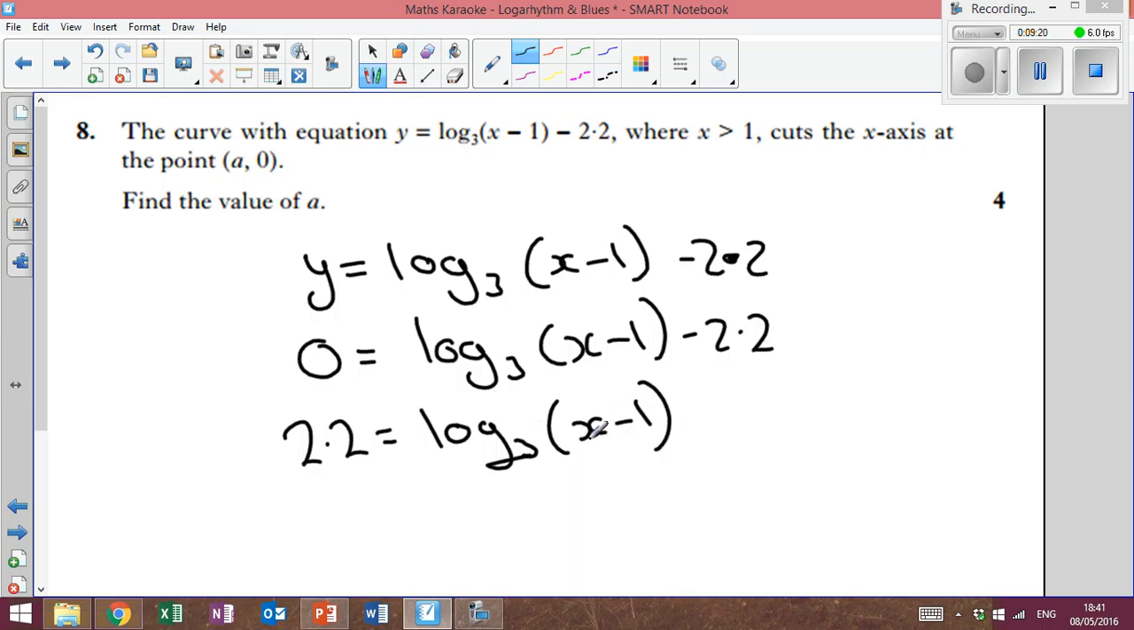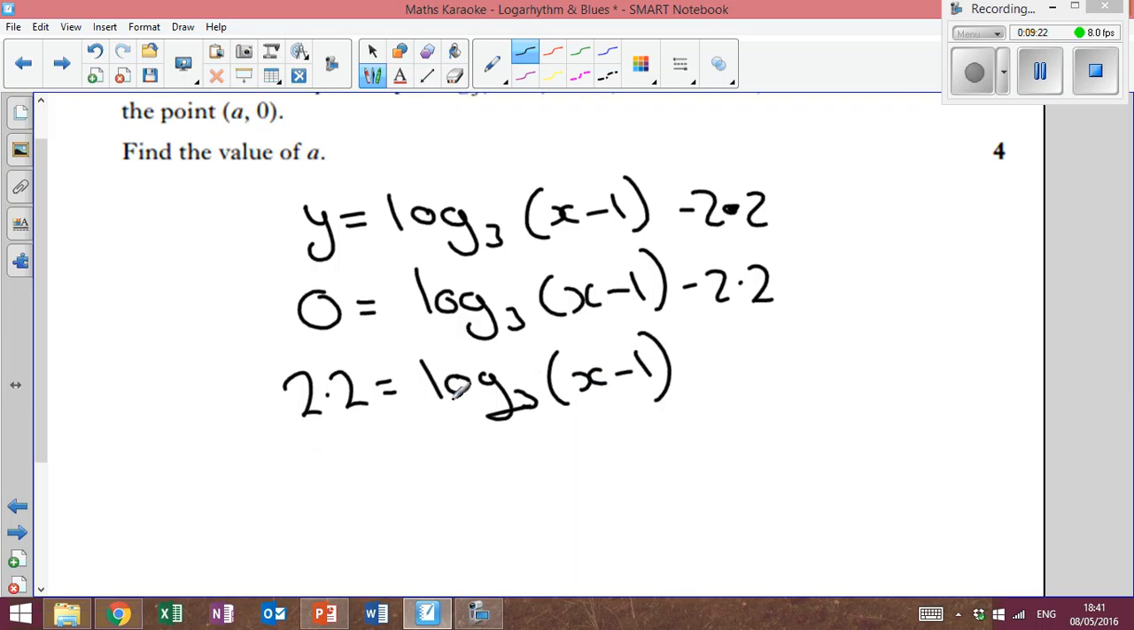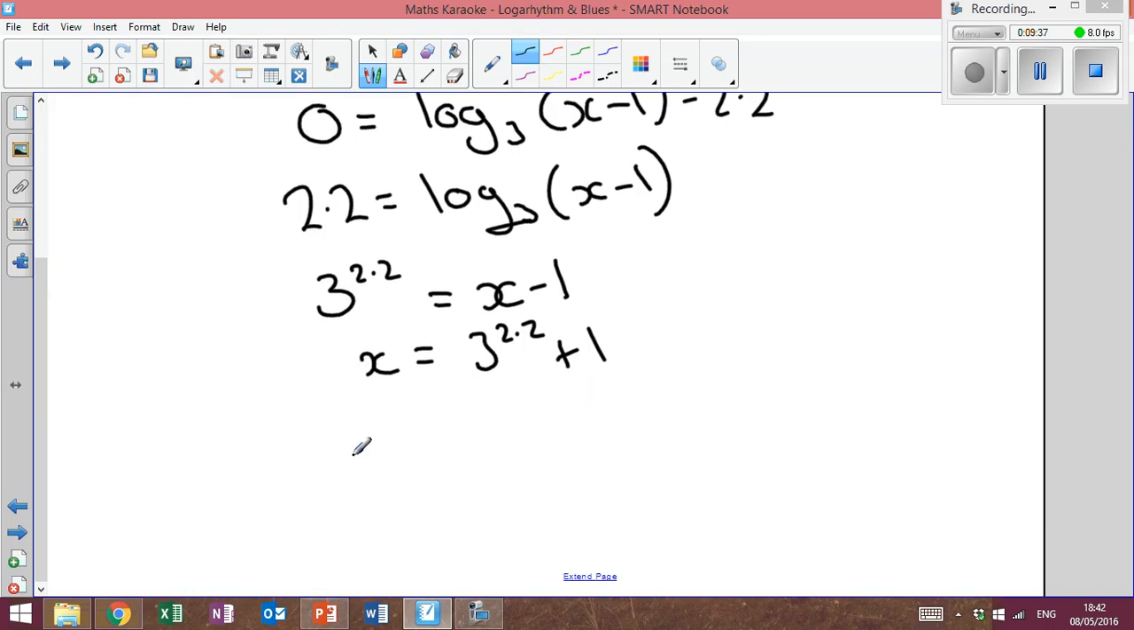And then we've got a single log term equal to a number, so we can rewrite that as an exponential function. So it'll be 3 to the power 2.2 is equal to x minus 1. So x is equal to 3 to the power 2.2, add 1. This will almost certainly be a calculator paper. If it's not, then you'll just be leaving it there. Take that in your calculator, that'll be 12.2.